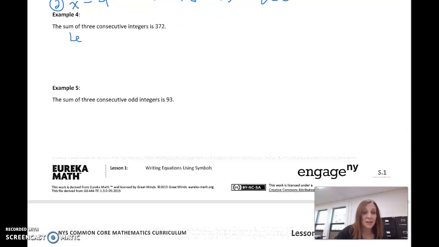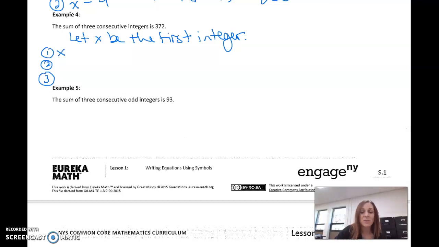As always, let x, or whatever variable, in this case I'm going to say x be the first integer. Okay? Three of them. 1, 2, 3. So x is the first one. Now let's talk about this term consecutive. For example, if I had 4, 5, 6, those are three consecutive integers. Consecutive means right in a row. So if this is 4, what do we do to 4 to get 5? We just add 1. So the next consecutive integer, we're just adding 1 to.